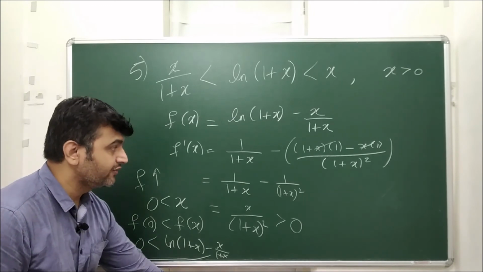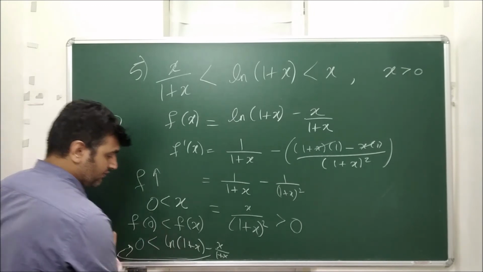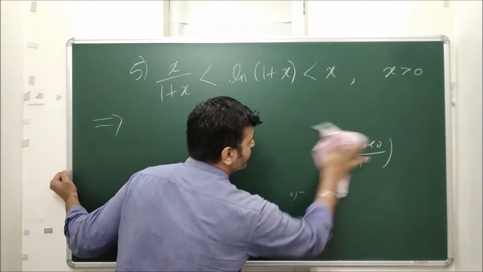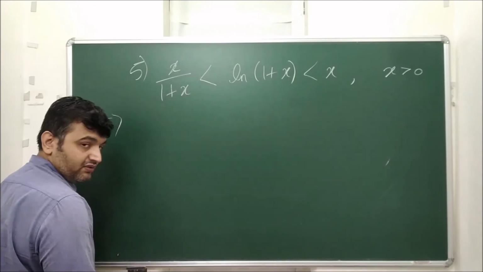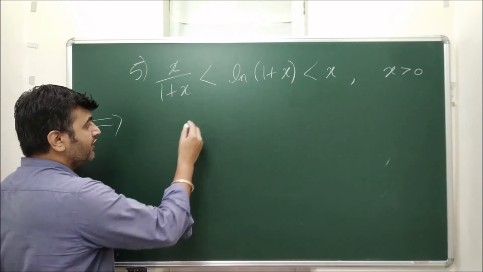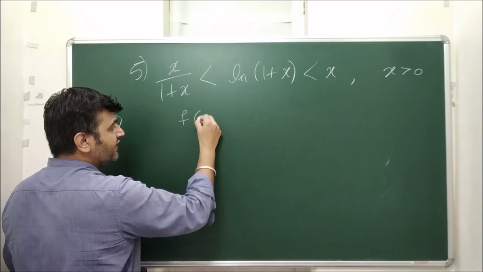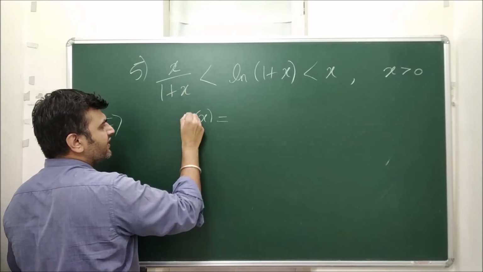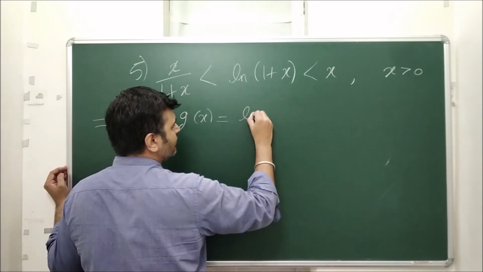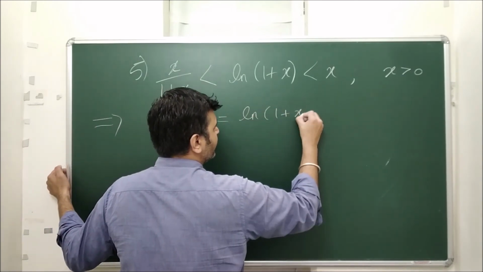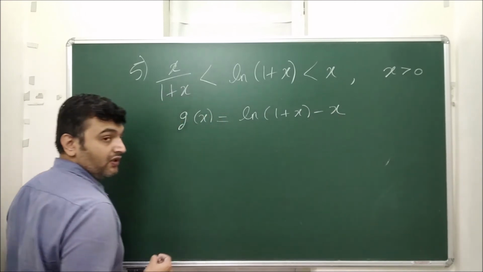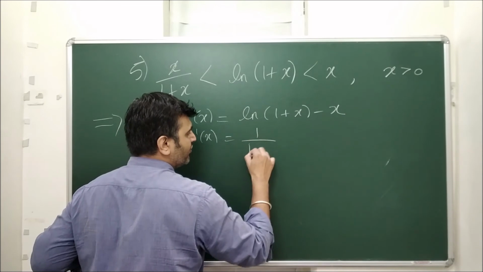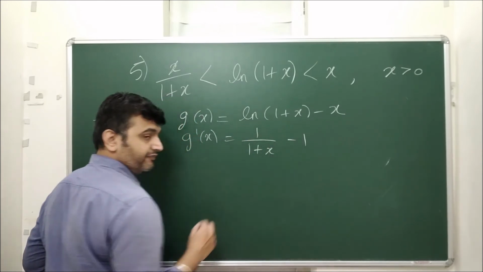Okay. Now let's try to go for the right inequality. See, so there's the problem. If you can't choose the function, you need to prove the inequality one by one. But if you can choose the function, you get both the inequalities at one shot. So now to prove this inequality, let me take a different name. Let g of x equal to ln of 1 plus x minus x. Now what is the derivative? G dash of x is what? 1 upon 1 plus x minus 1.